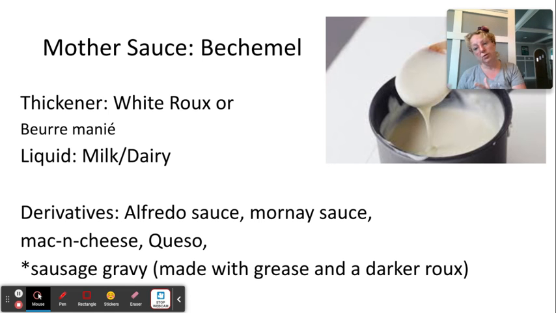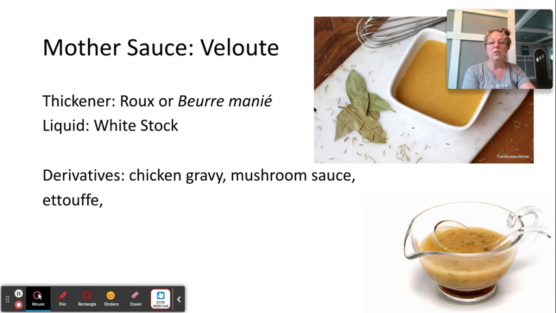Start adding jalapenos and white cheese, you get into queso. Sausage gravy is made with grease and a little bit of a darker roux, typically sausage grease. But that would be a derivative of the mother sauce because the base of that gravy is milk or dairy. So veloute is also going to use a roux or a Berman, and you're going to be using a white stock, so that's kind of pale. So this would be like chicken gravy or mushroom sauce. Etouffee, utilized a lot in Creole cooking, would be a derivative off of veloute.